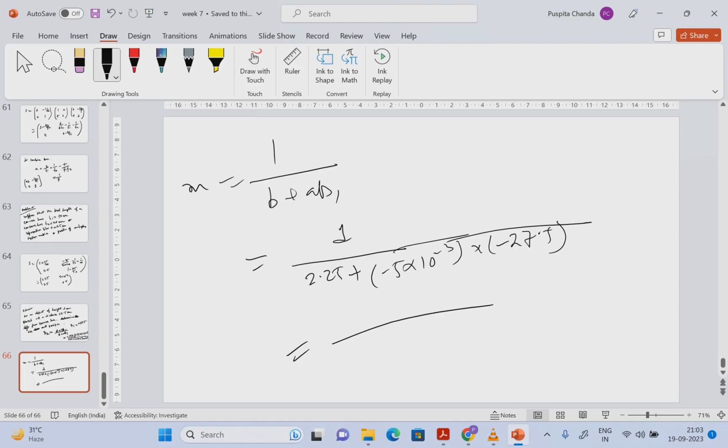So this will be 2.25, and 0.005 into 27.5 will be 0.1375, plus 2.25. Okay, so 1 by 2.3875, which is 0.4.